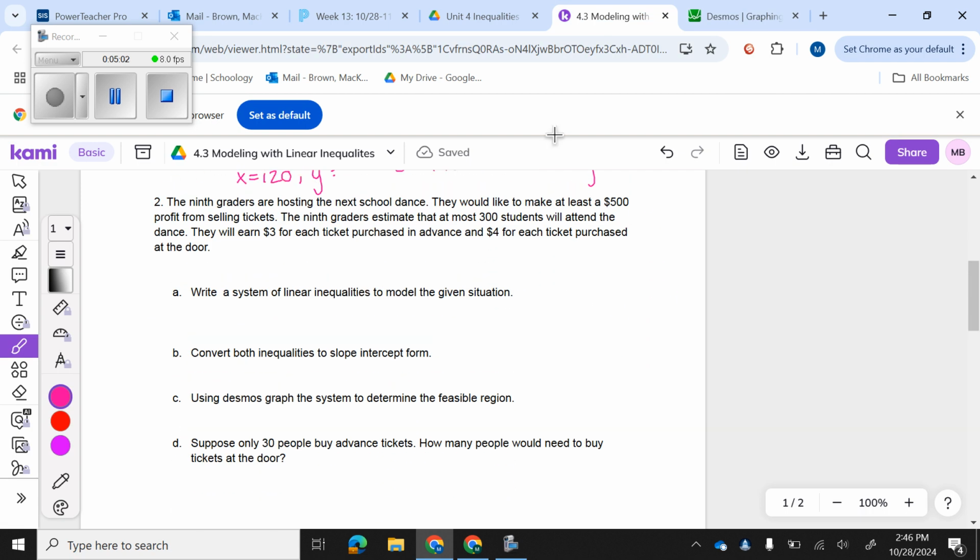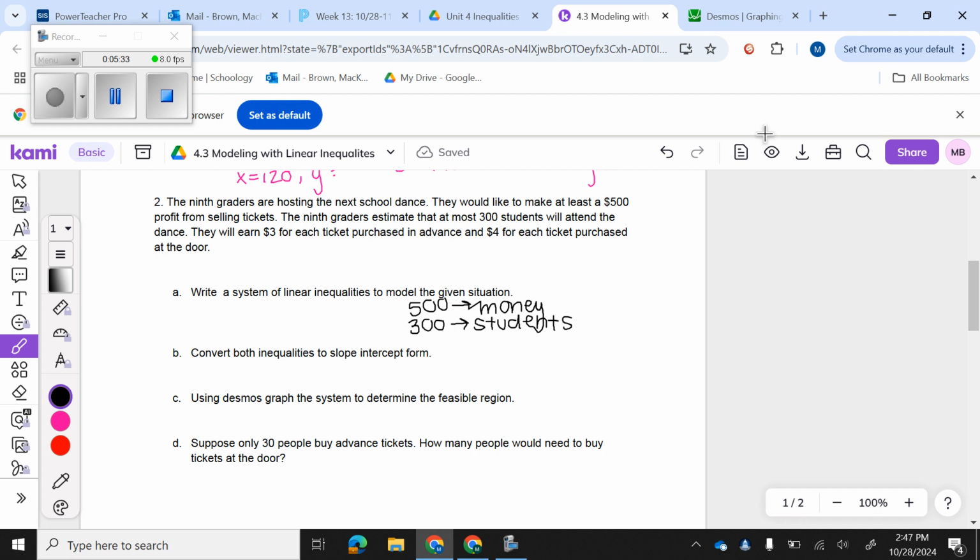All right, number 2, the ninth graders are hosting the next school dance. They would like to make at least $500 from profit. So I know $500 needs to go by itself, y'all, and 500 is talking about money. Okay, and it says ninth graders estimated that at most 300 students will attend. Okay, so 300, that's a total, and that's talking about students.